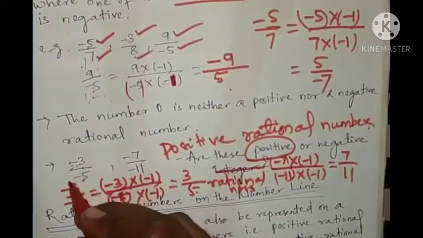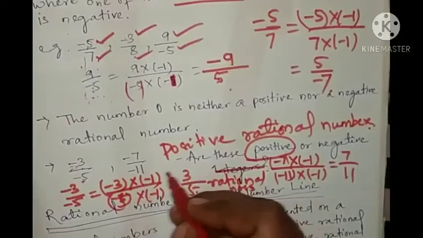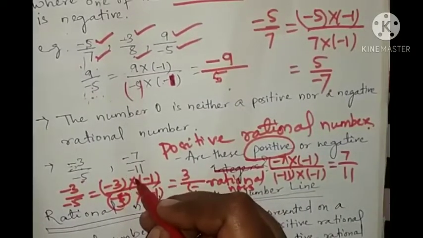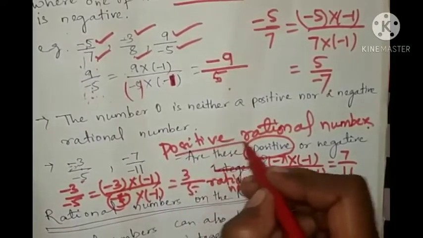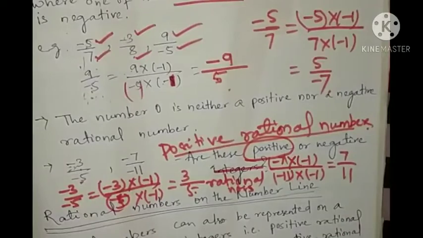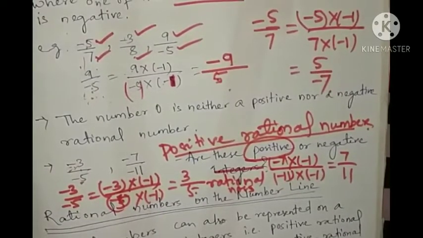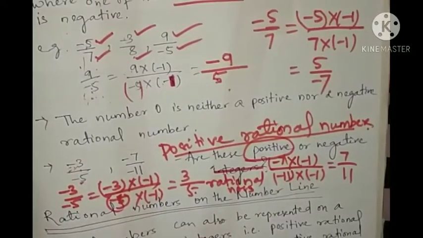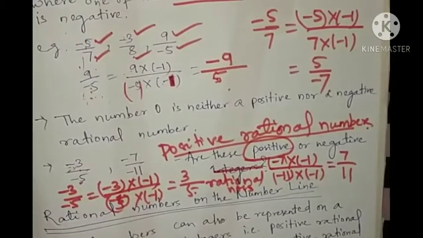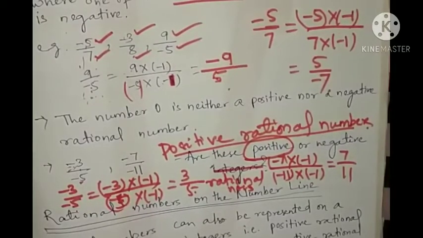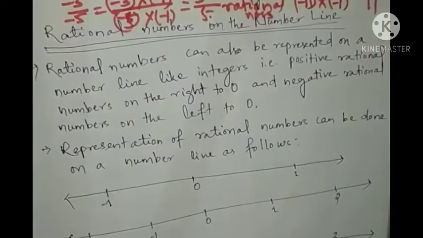Okay, so minus 3 by minus 5, minus 7 by minus 11. If both numerator and denominator have a negative sign, these are also positive rational numbers. So positive rational numbers are what? If both the numerator and denominator contain positive integers, or if both contain negative integers. And negative rational numbers are what? If one of the numerator or denominator, one of them contains a negative integer. So this is about positive and negative rational numbers.